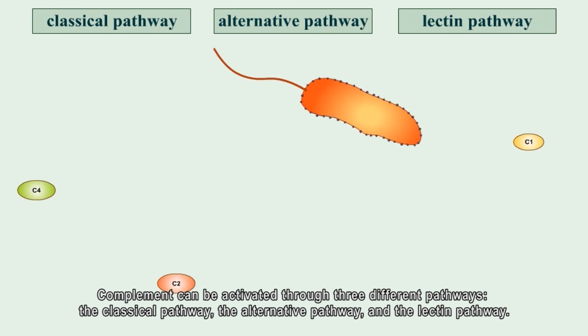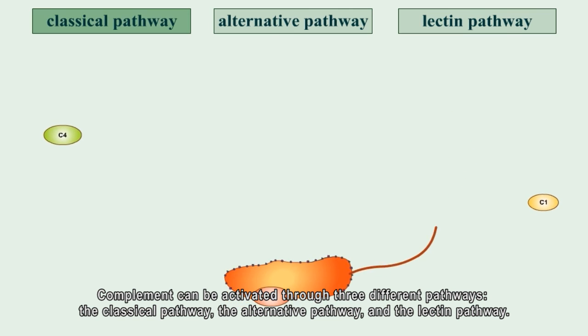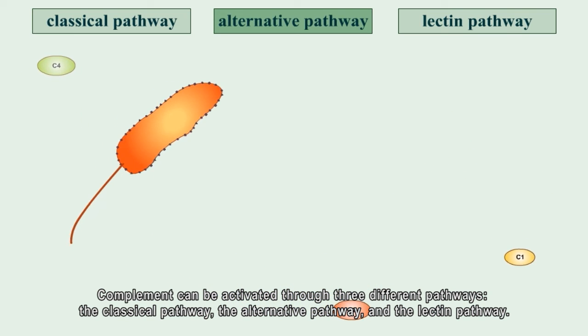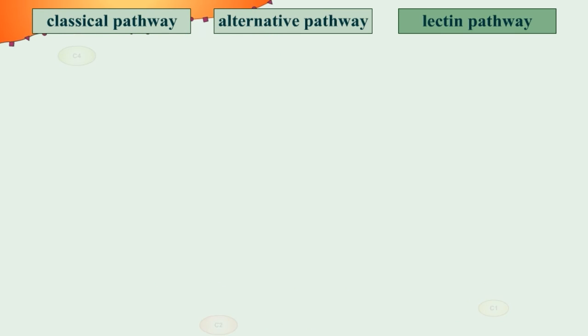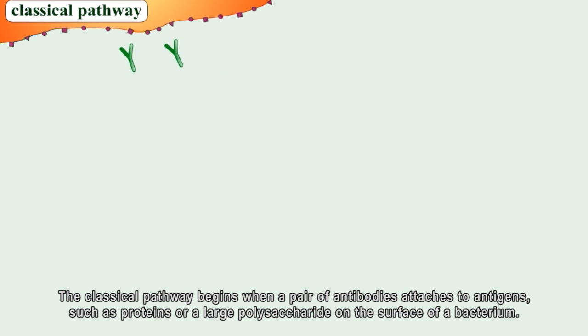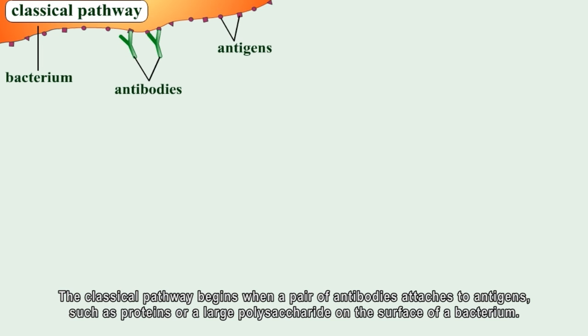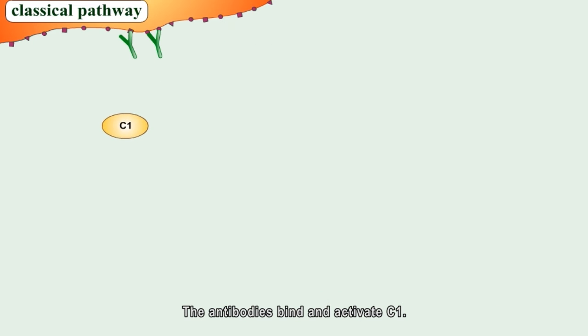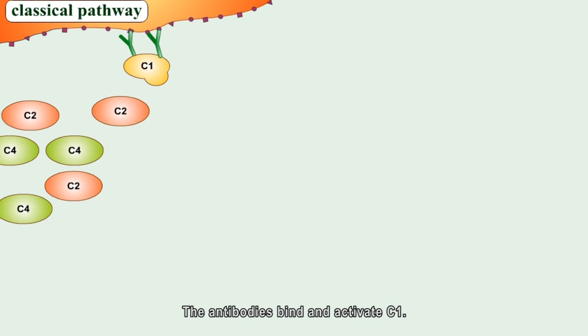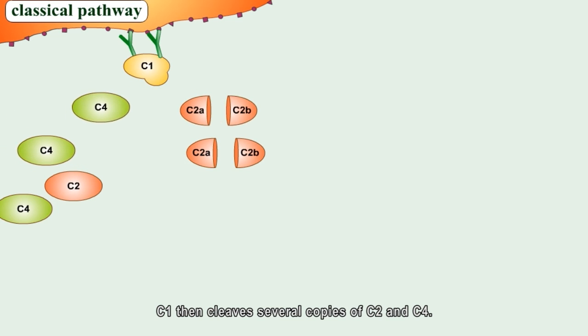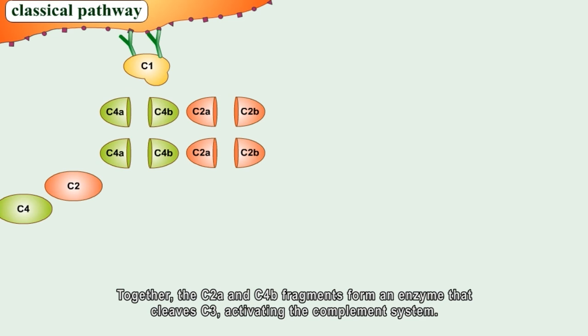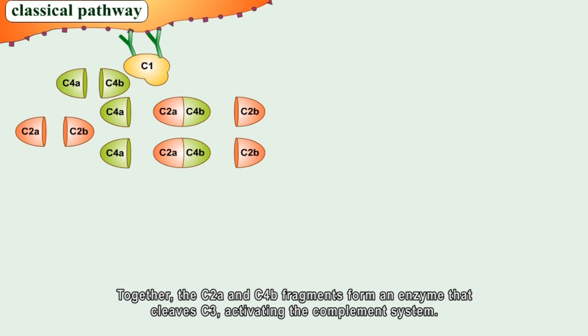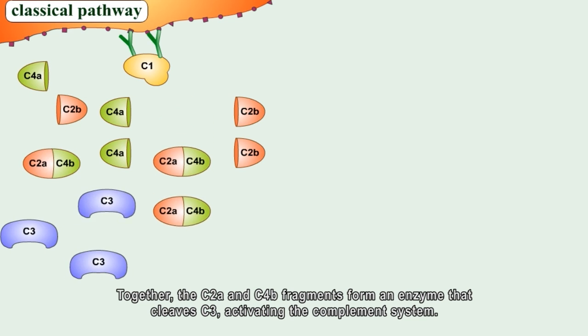Complement can be activated through three different pathways: the classical pathway, the alternative pathway, and the lectin pathway. The classical pathway was the first activation pathway of the complement system to be discovered. The classical pathway begins when a pair of antibodies attach to antigens, such as proteins or a large polysaccharide on the surface of a bacterium. The antibodies bind and activate C1. C1 then cleaves several copies of C2 and C4. Together, the C2A and C4B fragments form an enzyme that cleaves C3, activating the complement system.